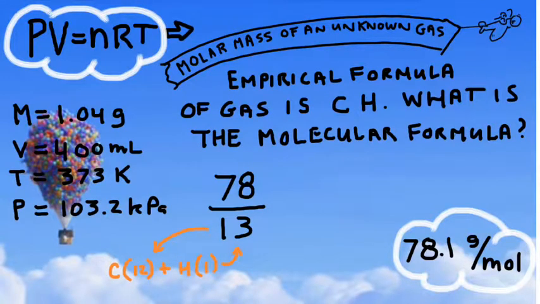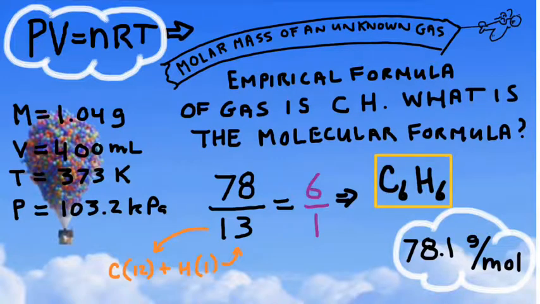And if the actual formula was CH, it would have a molar mass of 13. So if you divide 78 by 13, you find that it goes 6 times, and therefore the actual molecular formula here would be C6H6.